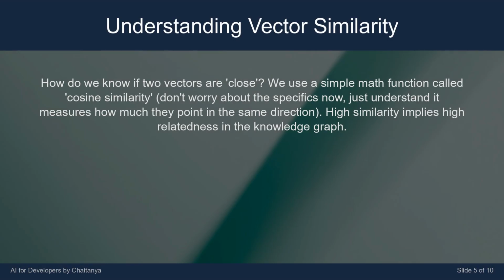How do we know if two vectors are close? We use a simple math function called cosine similarity. Don't worry about the specifics now. Just understand it measures how much they point in the same direction. High similarity implies high relatedness in the knowledge graph.